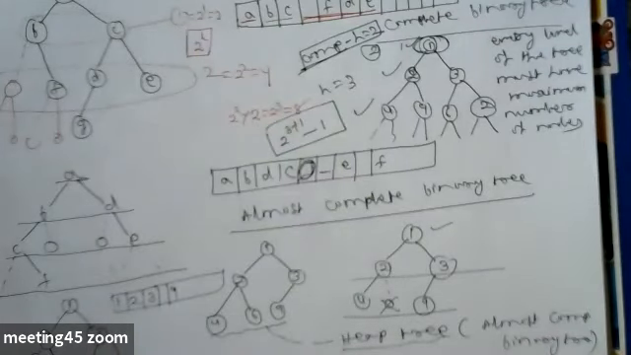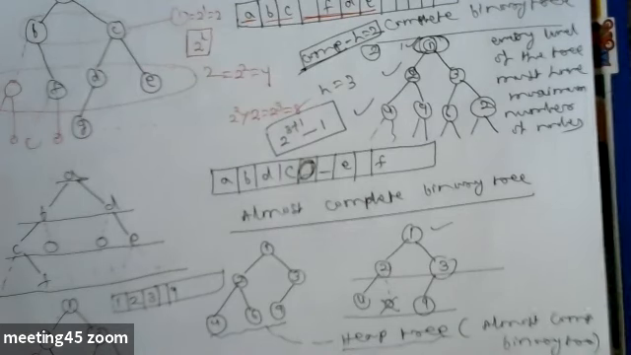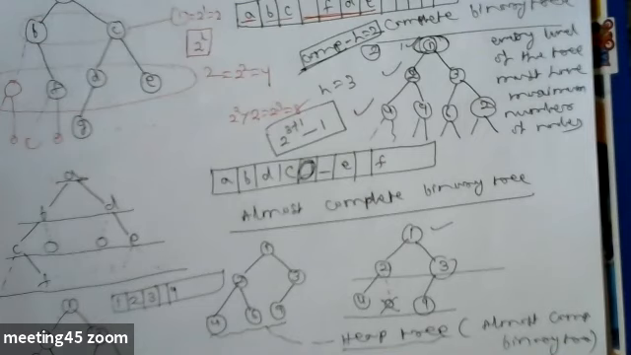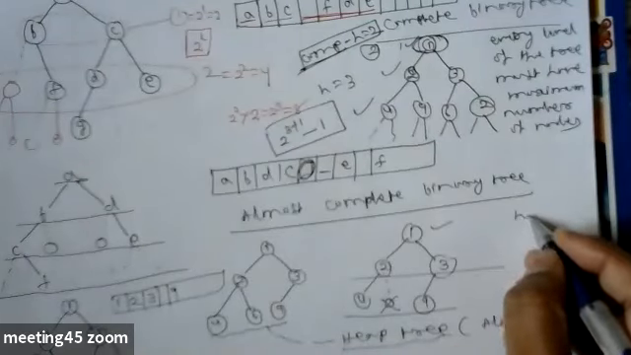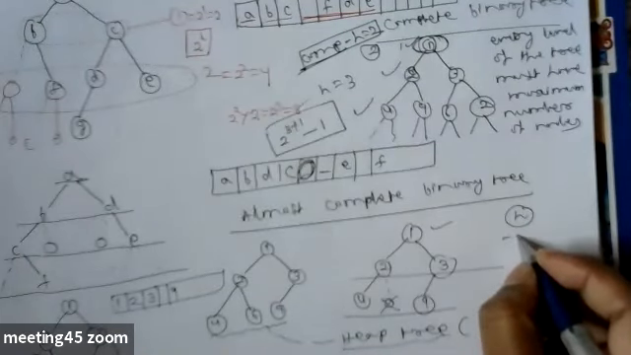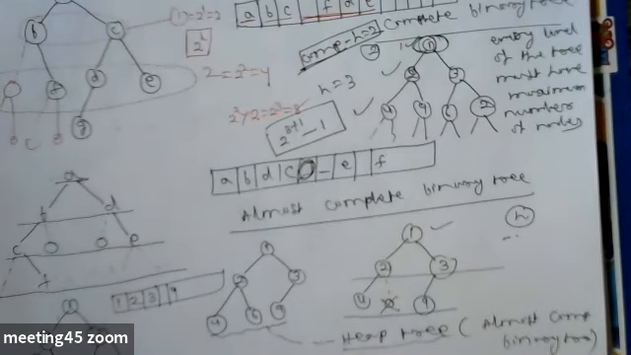It will be very useful, and they will ask you in a different manner. Suppose somebody says that in an almost complete binary tree with height h, what will be the minimum number of nodes and what will be the maximum number of nodes? Are you getting my point? H is the height. Then what is the minimum number of nodes present in that tree, and what is the maximum? Minimum is 2 to the power h, maximum is 2 to the power h plus 1 minus 1.